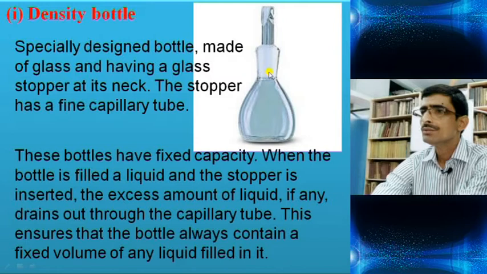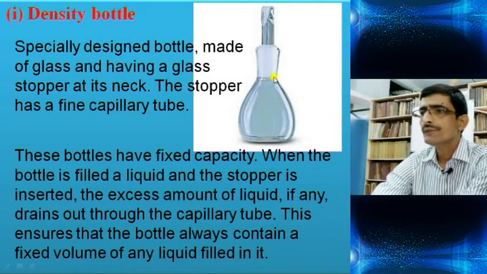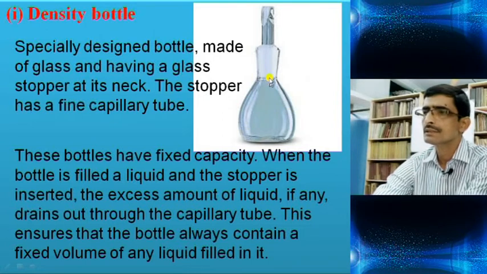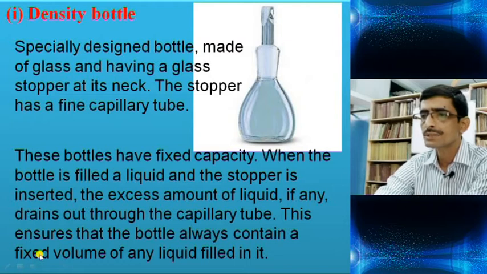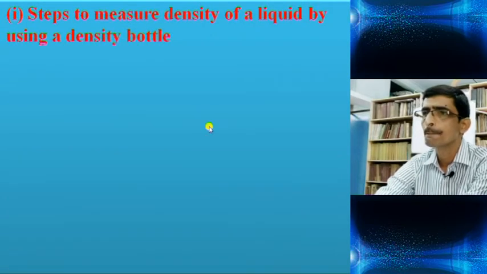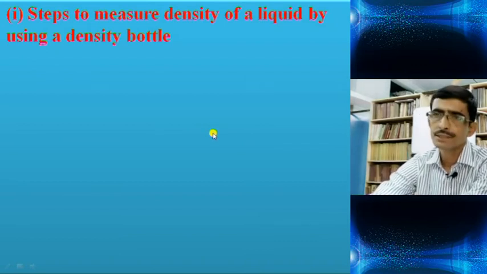Why this capillary tube? Because if you fill the density bottle with any liquid, only a fixed amount of liquid can be contained by this density bottle. The extra amount will drain out through the capillary tube. So one particular density bottle will always contain a definite, fixed volume of any liquid. Now we will learn the steps to measure the density of liquid by using this density bottle.